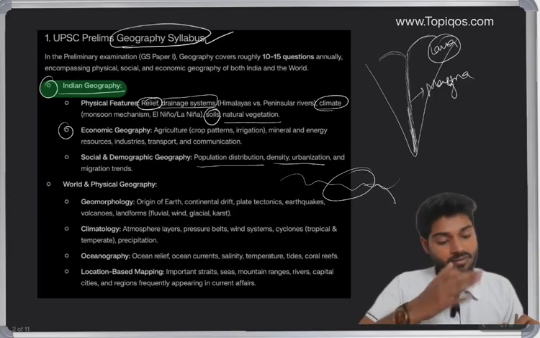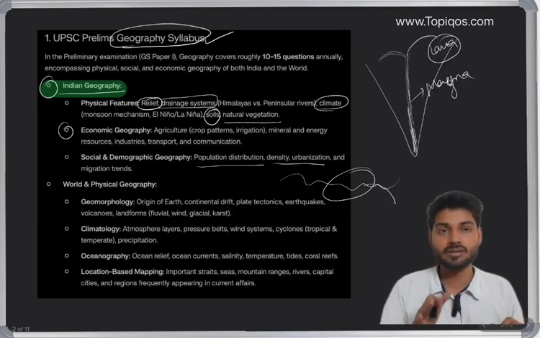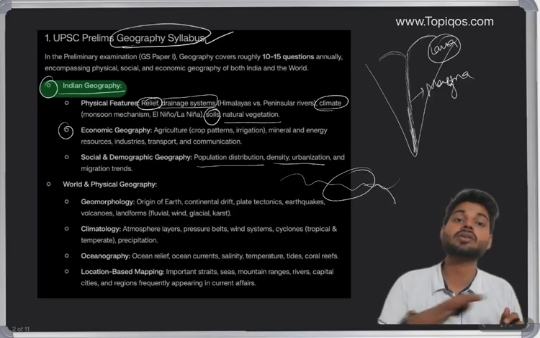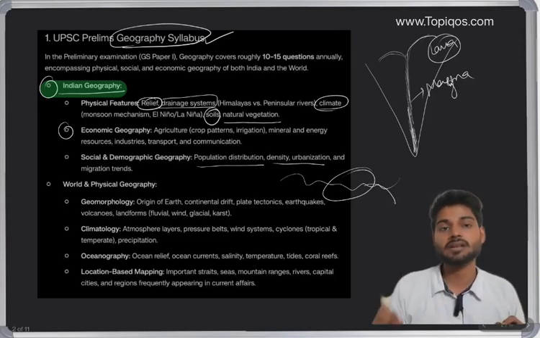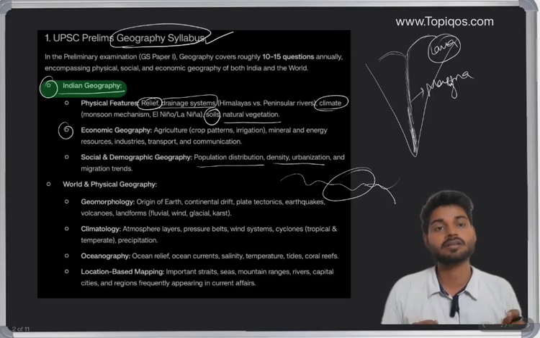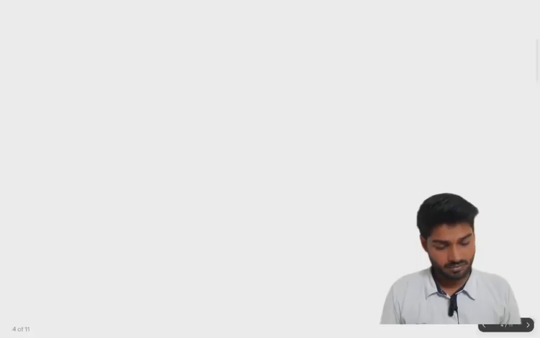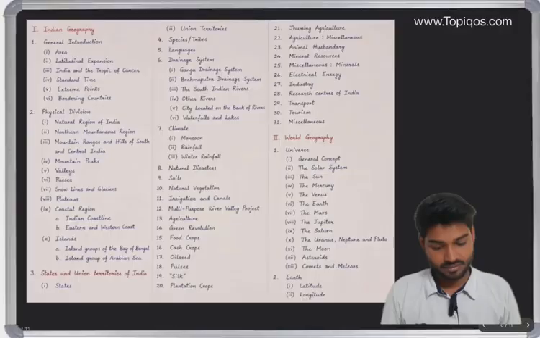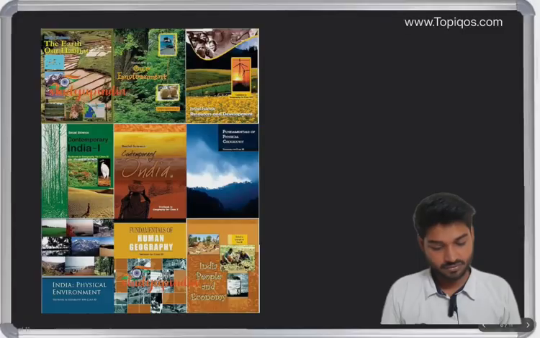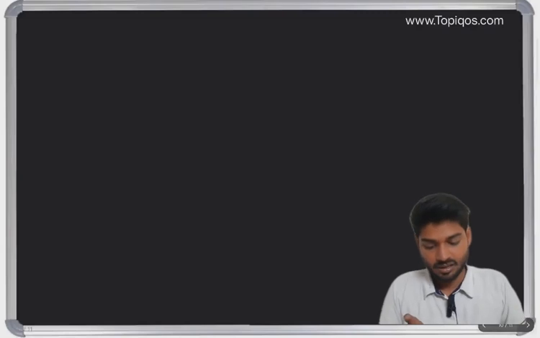Before this, after the river part, we will also study the soil of India. And if we are studying the soil of India, we have to study the vegetation that can be grown on this land of India. I hope you got it. Let me write this for you.